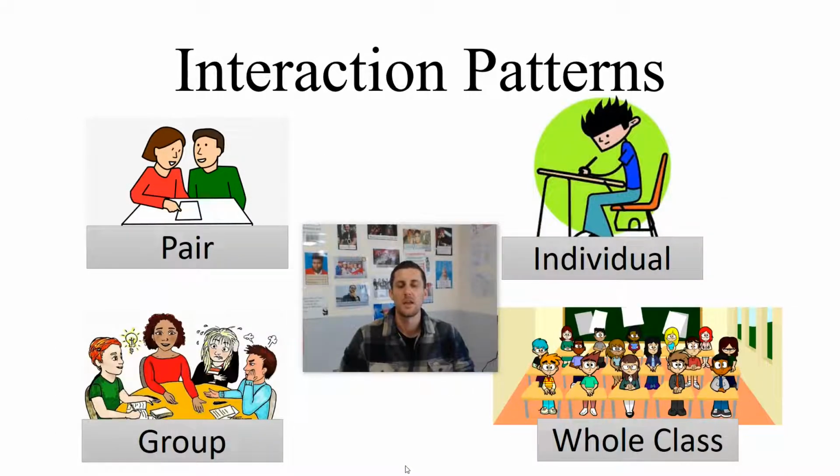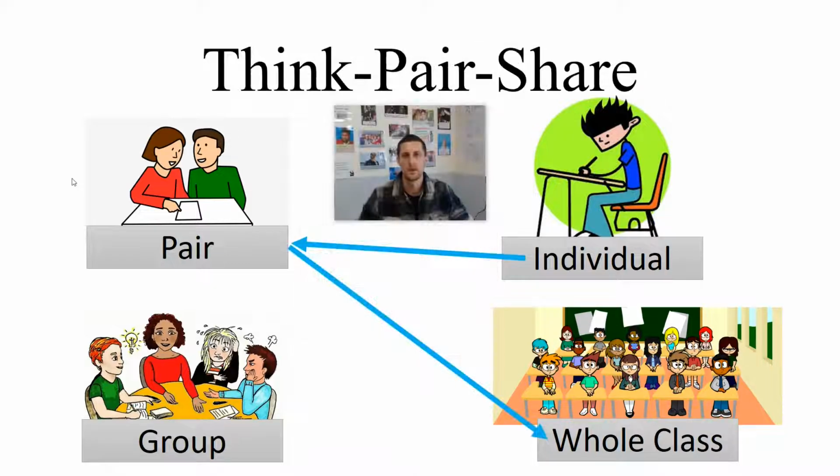Number two, effective instructions help set up the interaction patterns for the activity. We have many different choices for interaction patterns. We can work individually, we can work in pairs, in groups, or we can work as a whole class. Some activities will combine interaction patterns as a process. For example, think, pair, share.